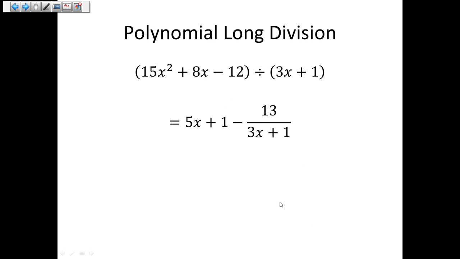And here's how we deal with that remainder. We have 5x plus 1, and since our remainder was negative 13, it's minus 13 over the polynomial that we're dividing by. So minus 13 over 3x plus 1. And that's how you deal with the remainder.